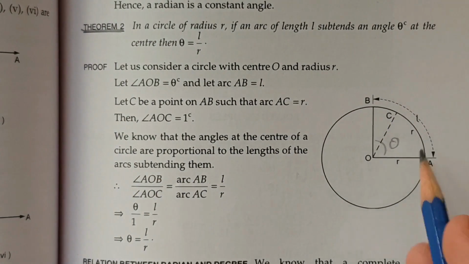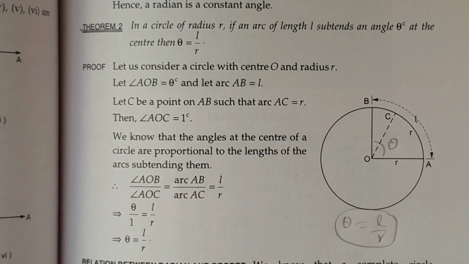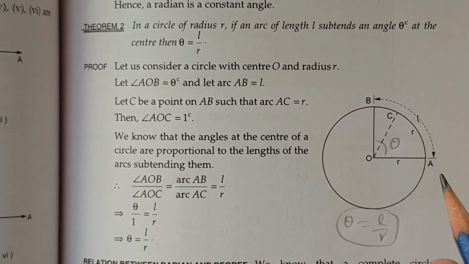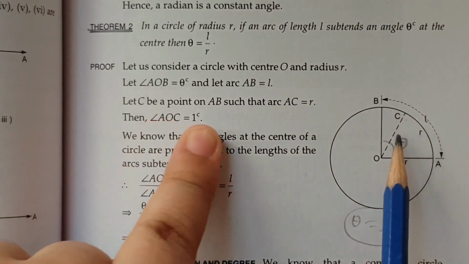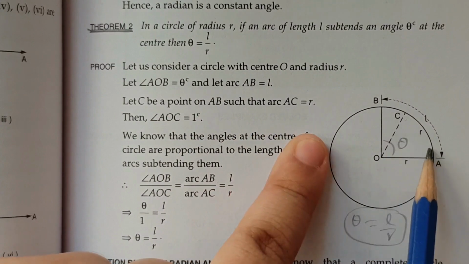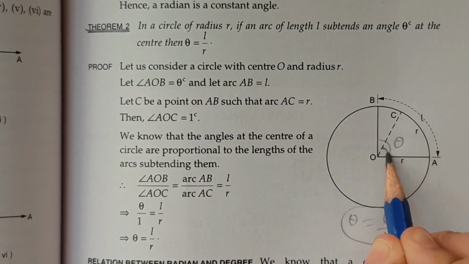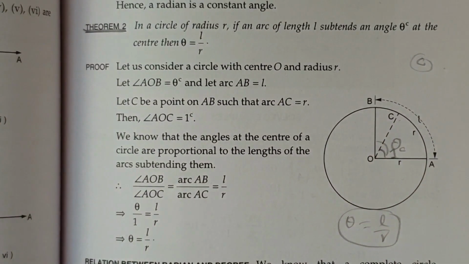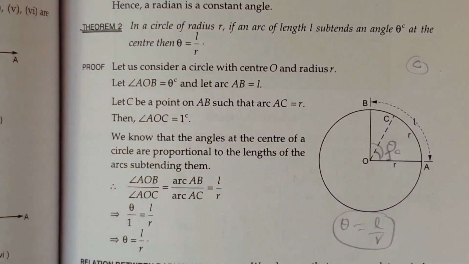Now what do we need to prove? We need to prove that theta is equal to L by R. This is a formula which we need to learn. But let's see how we can prove it. Because it's important to understand the proof, even though they won't ask it, to be able to understand the concept well. Moving on, let C be a point on arc AB such that arc AC is equal to R, which means this is nothing but our 1 radian, because if all of them are equal, it forms 1 radian. 1 radian is represented by a small c at the top. If you have not seen my paper carefully, I'll mention it here, that radian is shown by a small c at the top.